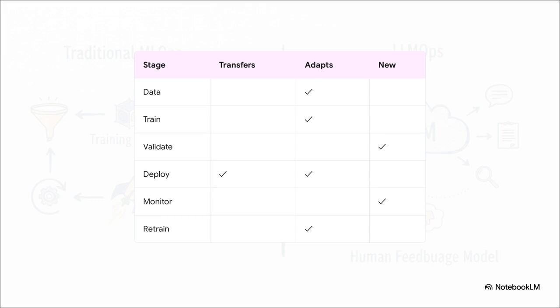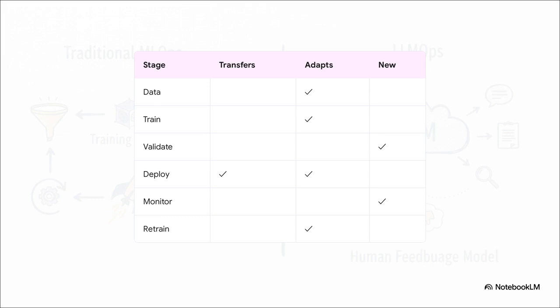For example, your data collection and deployment stages. Those actually transfer over with just a little adaptation. You still need robust data pipelines and standard CI/CD wrappers. But the train stage, that is often largely replaced entirely by prompt engineering or retrieval tuning. And the validate and monitor stages, those are almost entirely new ballgames.